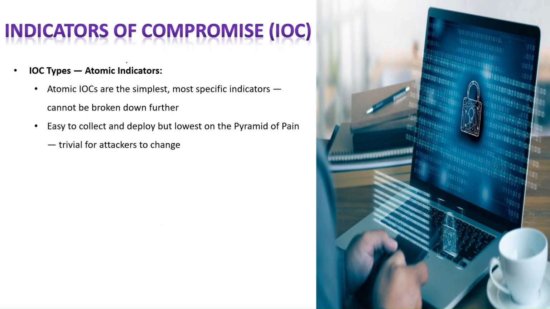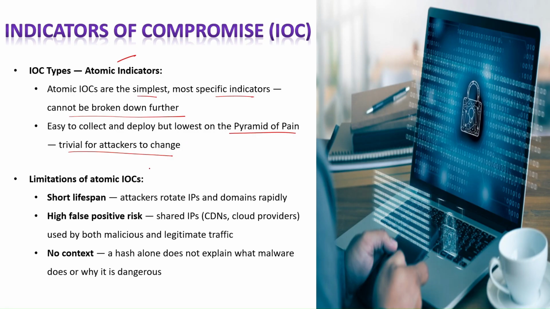We have mainly two types of IOCs. The first one is atomic indicators. Atomic IOCs are the simplest, most specific indicators. They cannot be broken down further. They are easy to collect and deploy but lowest on the pyramid of pain, so they are trivial for attackers to change. It means attackers can easily change them if they are collected by the defensive teams.